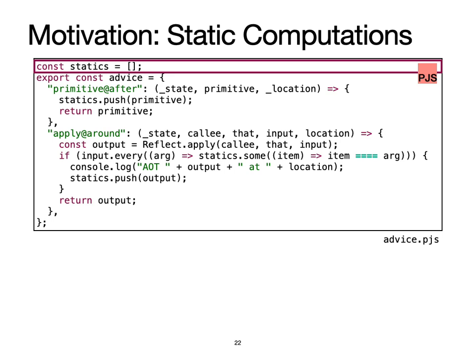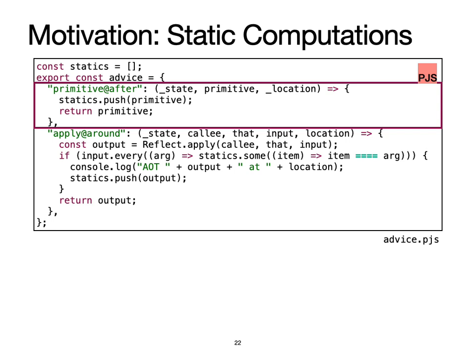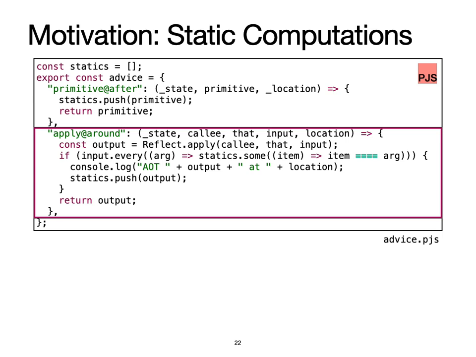First, I will create an array to mark values that can be evaluated statically. Then I will specify two functions in the advice. The first being primitive at after. It will mark the result as being static before returning it. The second being apply at around. It will first forward the function call. Then it will check whether all the inputs are static. If this is the case, then the output can be reported as candidate for ahead of time evaluation. We also mark the output as being static to transitively detect candidates. And finally, we return the output.